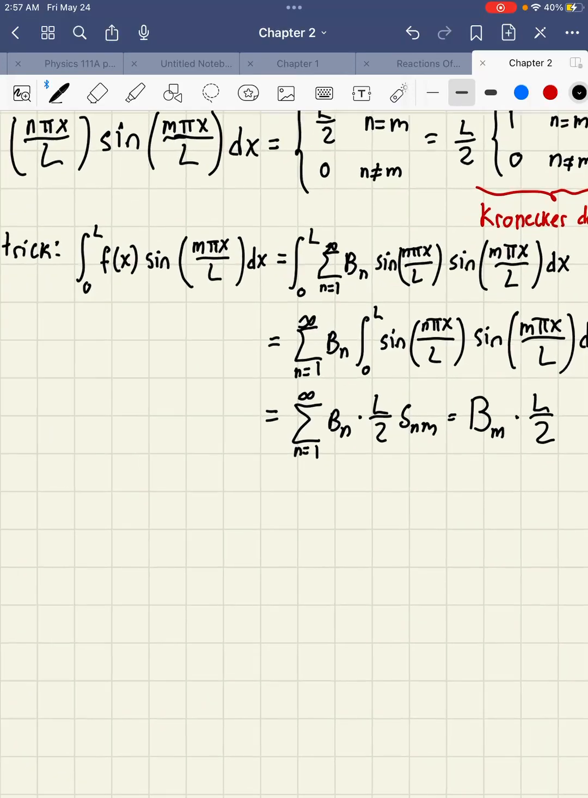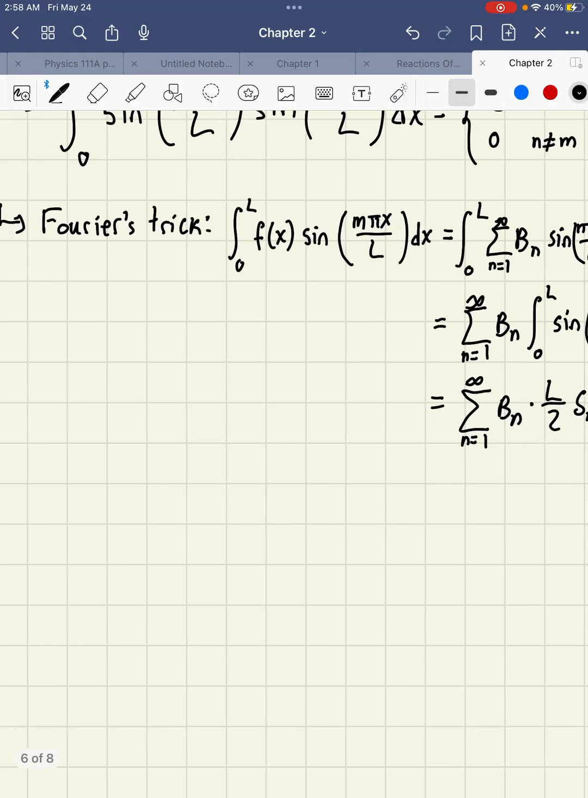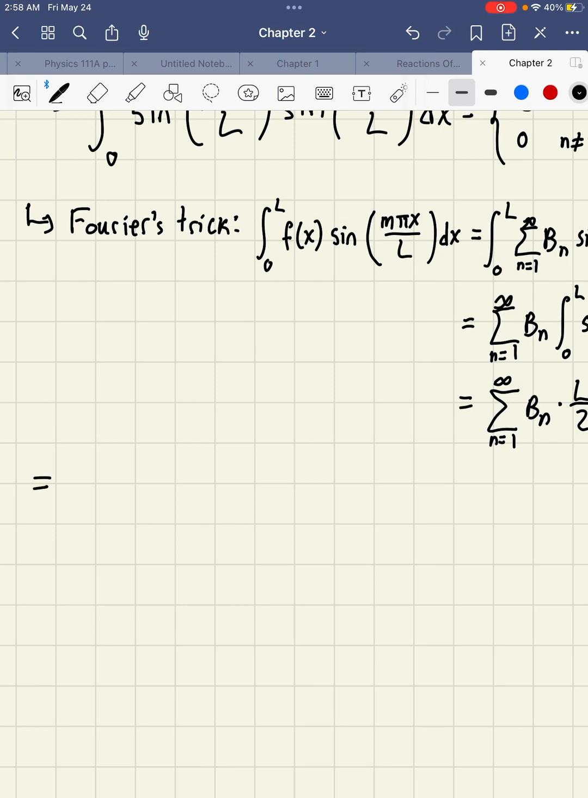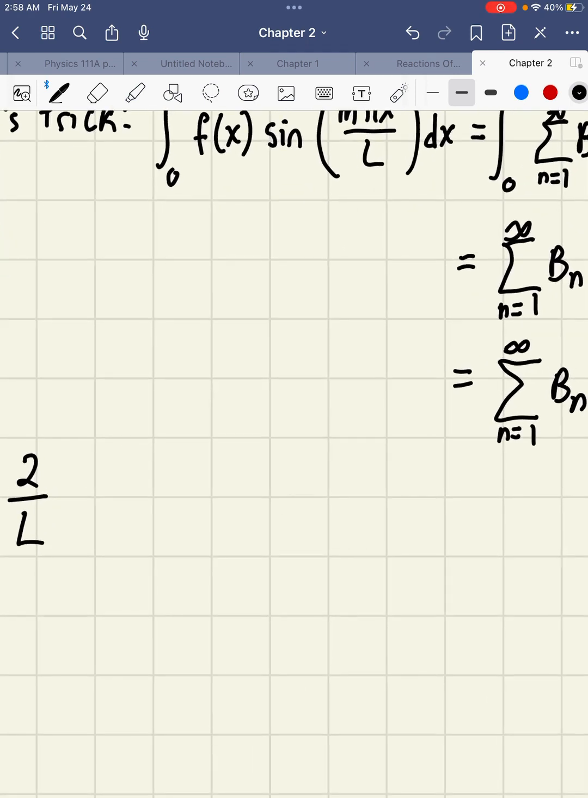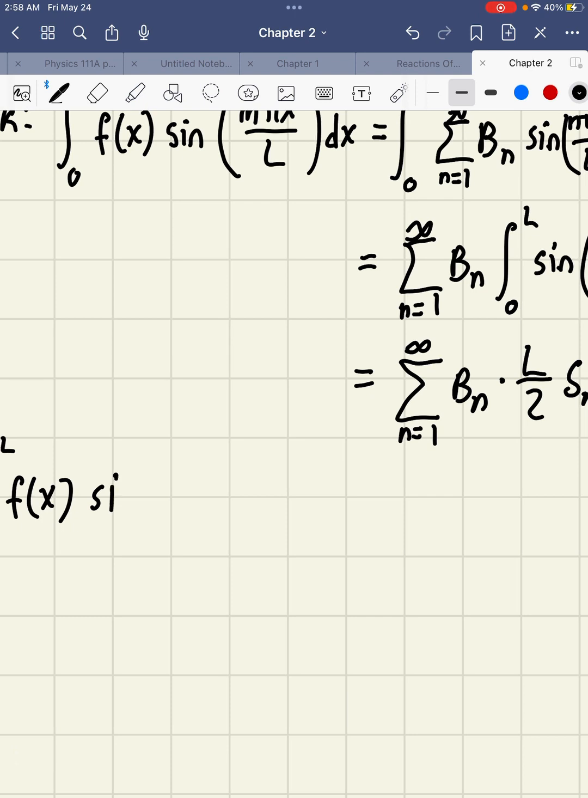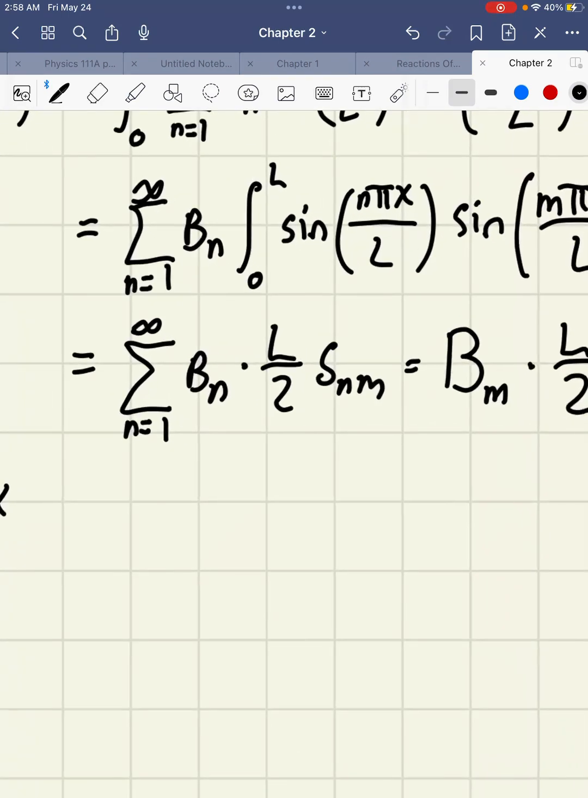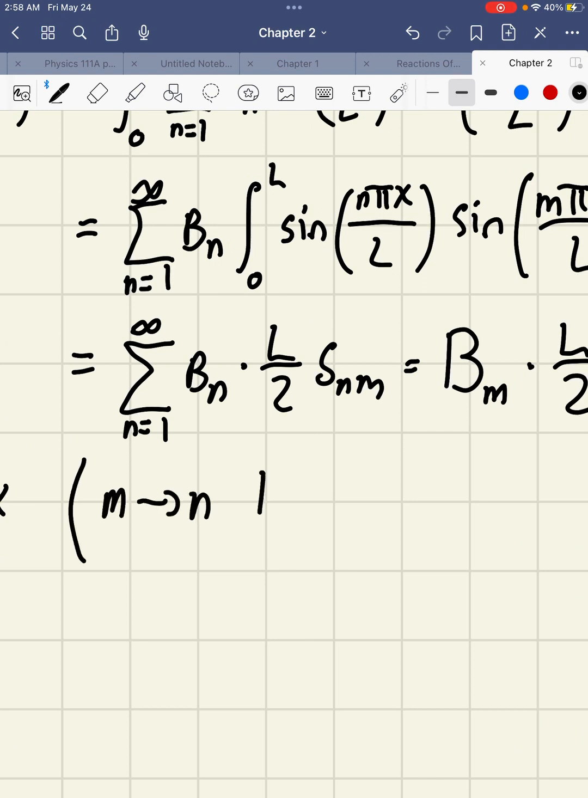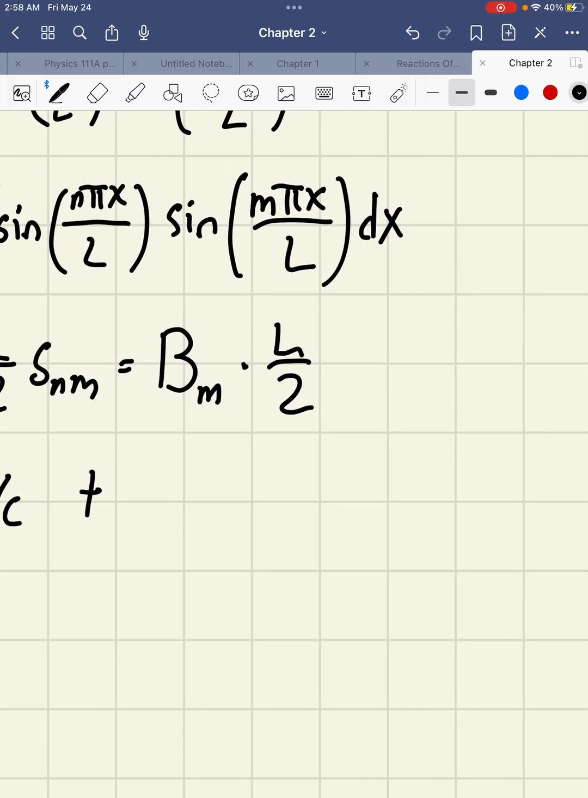Okay. Now if I try to solve for my b of m, therefore my b of m is going to be 2 over L integral 0 to L f of x sine m pi x over L dx. Now I can change m to n because they are dummy indices.